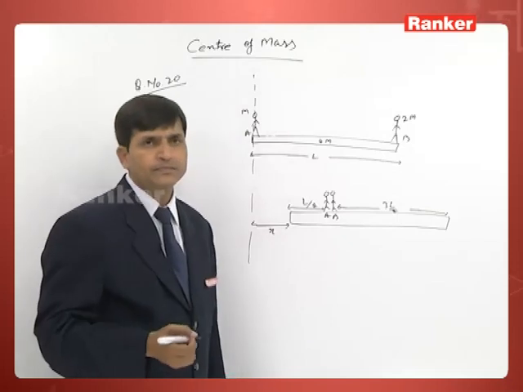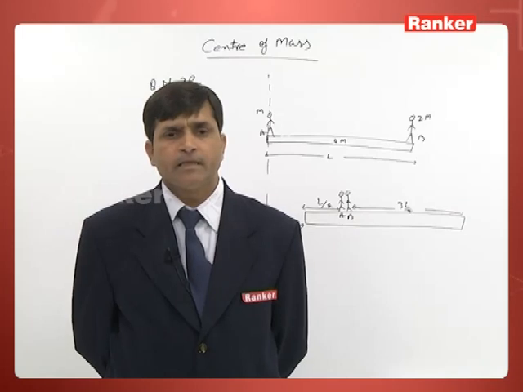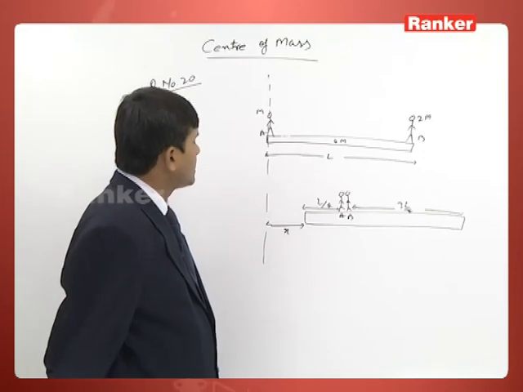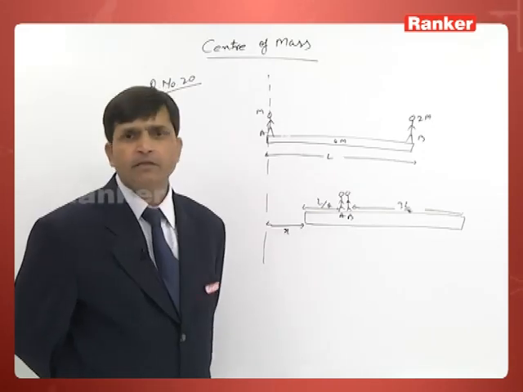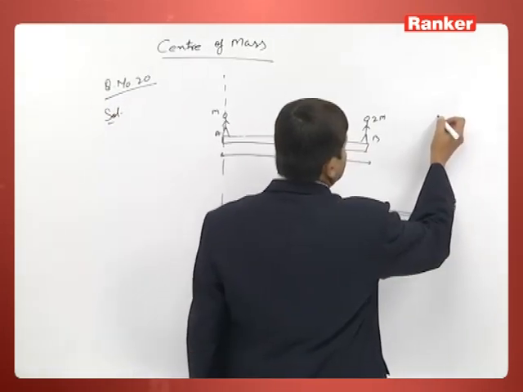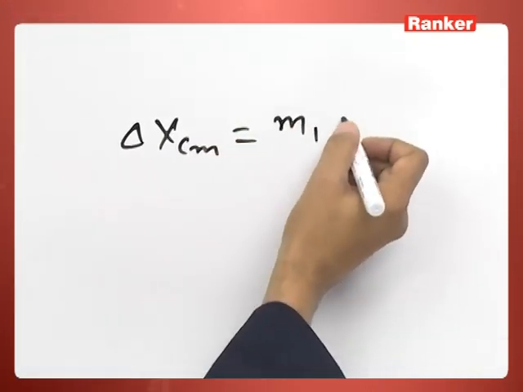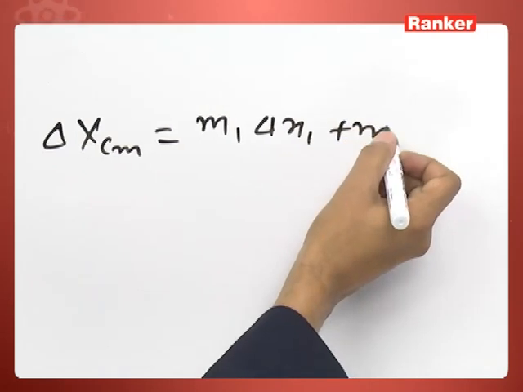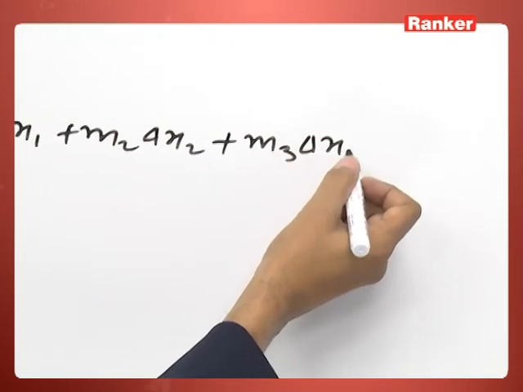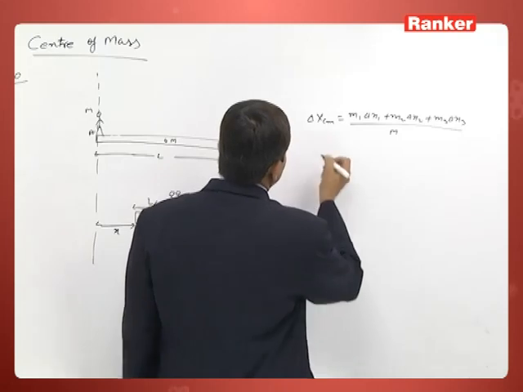As we know, there is no change in the center of mass position of the system, because the external force on the system is zero. See, the change in the center of mass of a system is written as m1 delta x1 plus m2 delta x2 plus m3 delta x3 by total mass M, but it is 0.